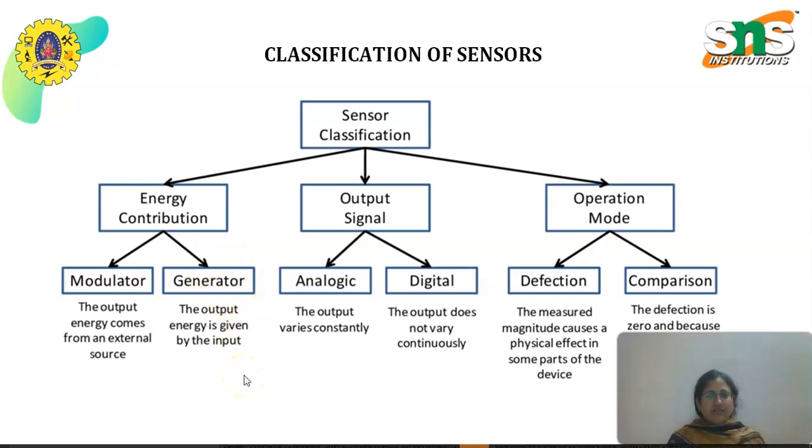The second category is based on the output signal, which we can get as an analog or analogic output signal, and the other one is a digital output signal. The analogic output signal means the output varies constantly with respect to time, and the digital output signal does not vary continuously, and it produces binary outputs.